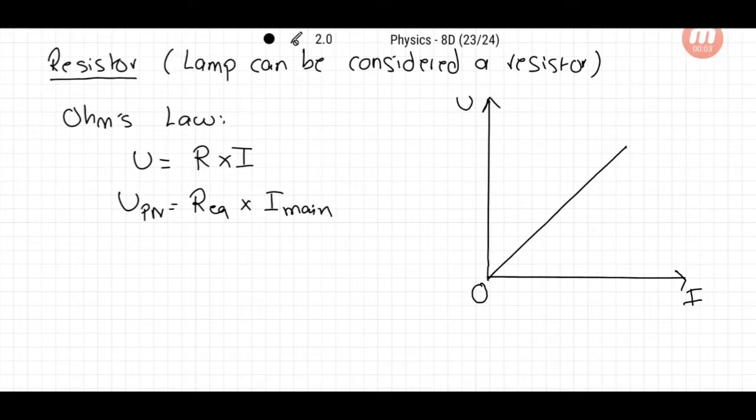Hello guys, we're going to continue our chapter. So far we talked about resistor and Ohm's law. Ohm's law says the voltage across the resistor is equal to the resistance times the current. If the circuit has more than one resistor, the main voltage is equal to R equivalent times the main current. And if I draw the voltage-current characteristics of a resistor, I get a straight line that passes through the origin.